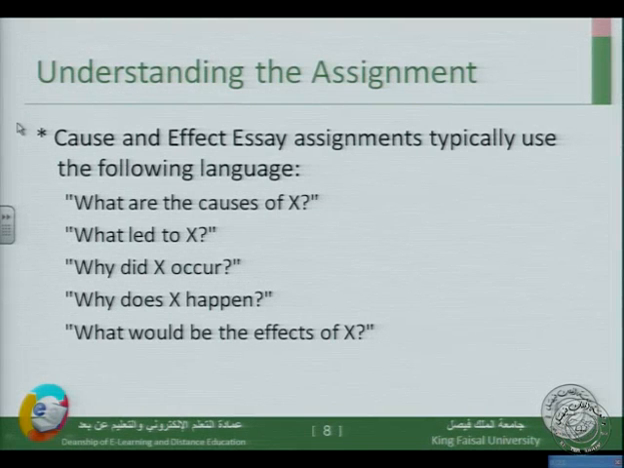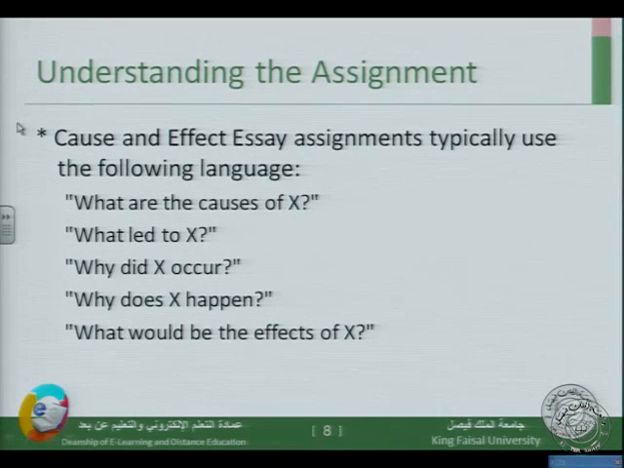Now, cause and effect essay assignments typically use the following language. Notice now the language of the cause and effect essay. What are the causes of X? What led to X? Why did X occur or happen? Why does X happen? What would be the effects of X? So these are the kinds of questions that cause and effect essay assignments usually answer.